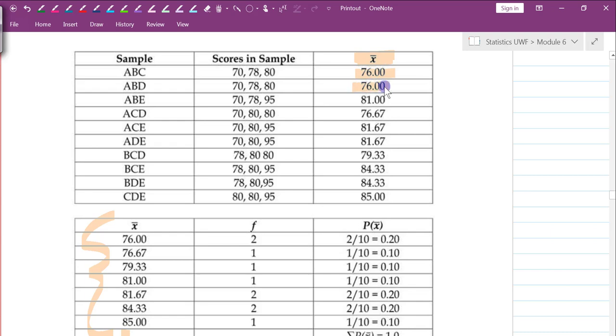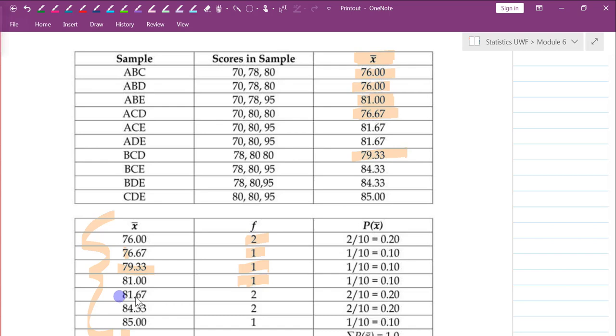I have a 76.7, and I only have one of those, and that is right there. So frequency is 1. I have a 79.3. That only occurs one time, and so it has a frequency of 1. I have an 81, and an 81 occurs one time right there, and so I listed the frequency as once. Another possible mean that I could have calculated for a sample of 3 students with their grades on the midterm was they could have had a sample mean of 81.67.